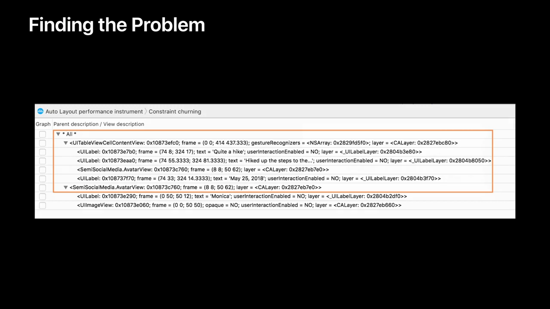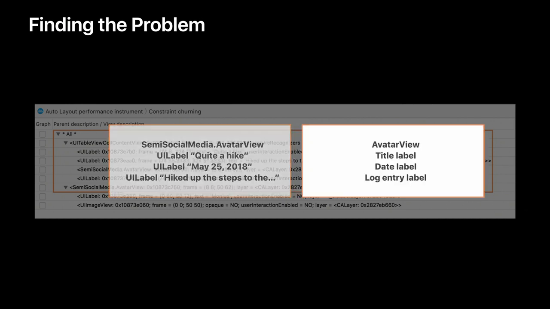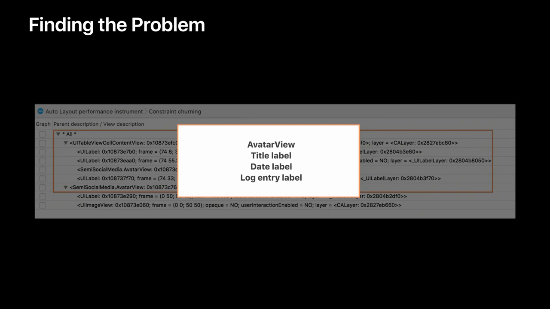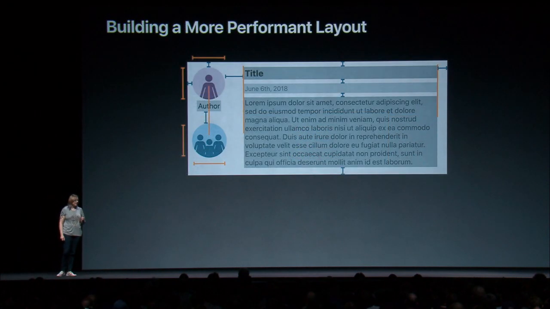So in this instance, we see that the avatar view and 3 labels are experiencing churn. And since I am the one who ran this through the instrument, I know that these labels correspond to the title label, date label, and our log entry label. That's almost all of our views in this cell. That's a little concerning. Let's see what happened. All right, back to our spec here.